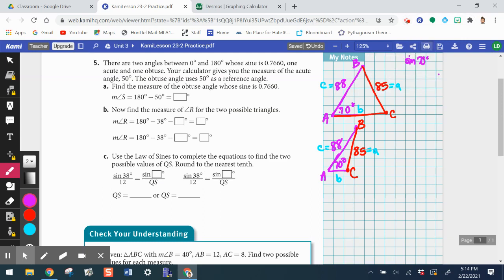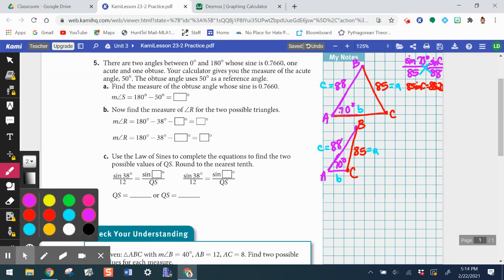over its opposite side, which is 85, equal to the sine of C, which we don't know, over its opposite side, which we do know is 88. So we're going to cross multiply here. So we'll get 85 times the sine of C. And I apologize, I'm running out of room, so it's rather narrow, equal to 88 times the sine of 70. Wow, that looks terrible. Hopefully you're listening, not just reading, because that looks pretty awful. And so this is 85 times the sine of C.